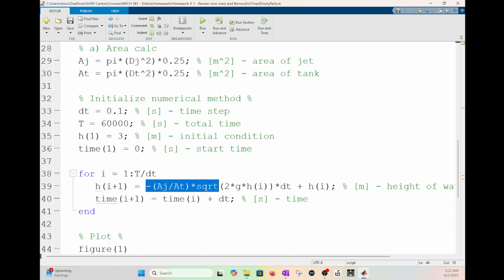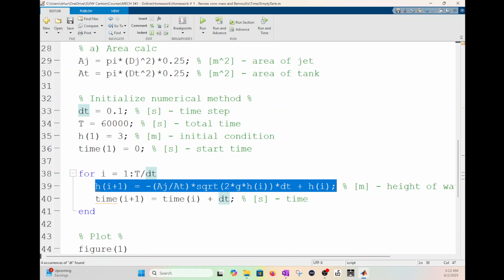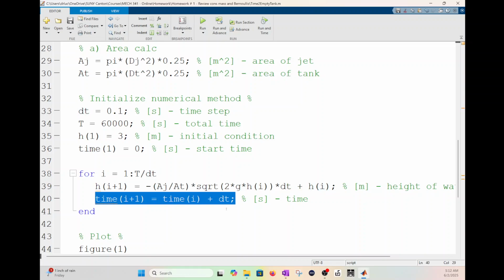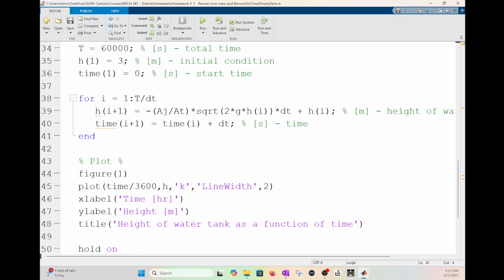This right here is the numerical method, where you have your differential equation and you're marching ahead in time. Make sure you watch the video on how to do the numerical method. That's how to create and explain how we get this. And then again, we find time by just adding our delta t to our last time. The numerical method, again, watch the video where I describe how to do this, and then I plot it.